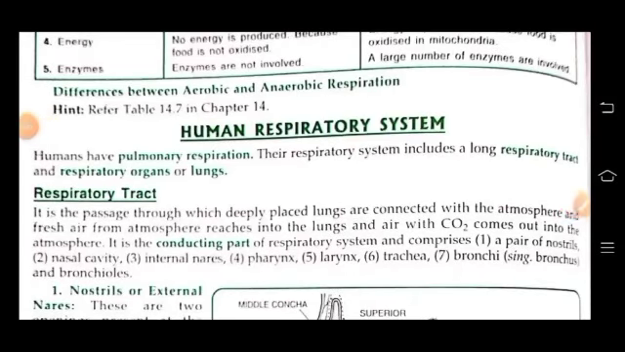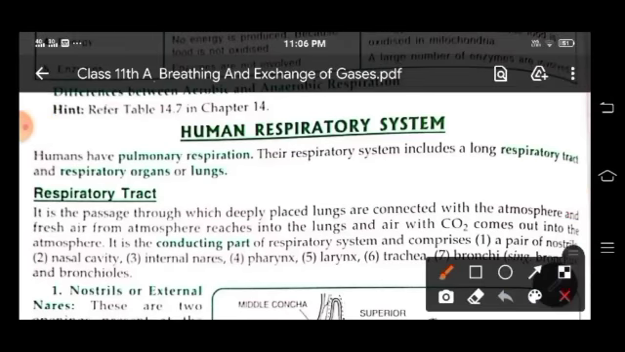Today again we'll continue chapter Breathing and Exchange of Gases. And today we'll learn about the human respiratory system.